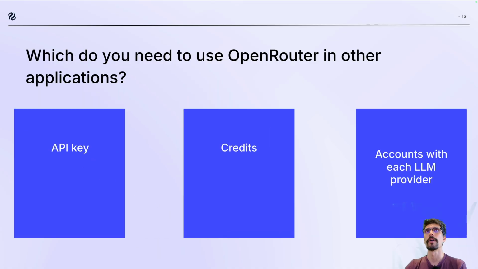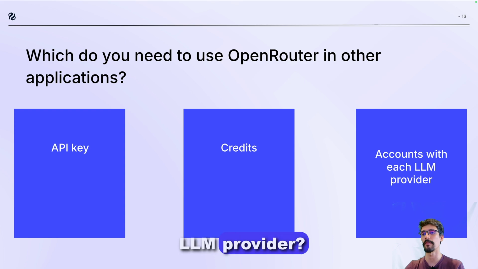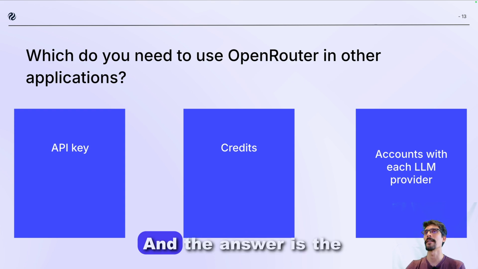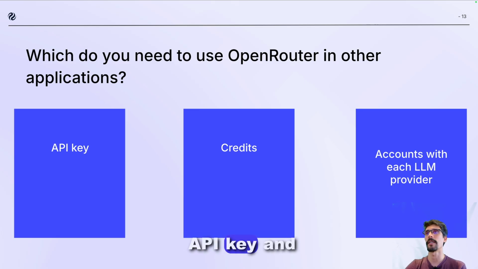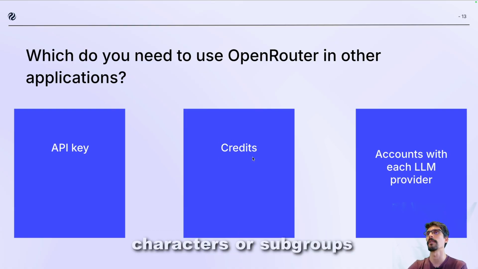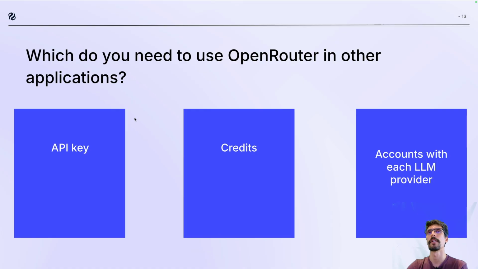All right, final question. Which of the following do you need to use OpenRouter in other applications? API key, credits, and an account with each LLM provider. Pause this for a second to give you time to think. And the answer is the API key and the credits. You need both of these. This is to pay for the tokens. When you talk to the LLMs, they are charged by token, which is a few characters or subgroups of words, etc. And API keys are basically an authentication and authorization mechanism to access your credits.